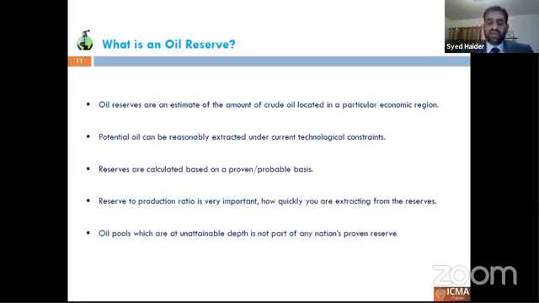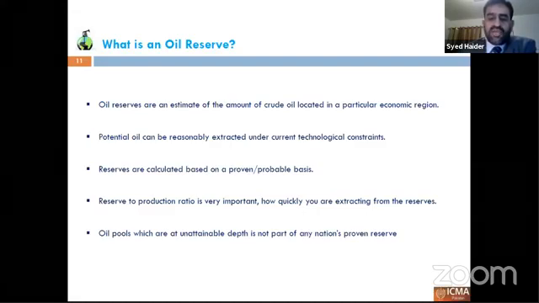So if any oil can be taken out from these areas with reasonable effort, then we call that the economic reserve or proven reserve. A very important thing in the reserve part is that these proven reserves are based on probability, that is, how much we can actually withdraw from these reserves.